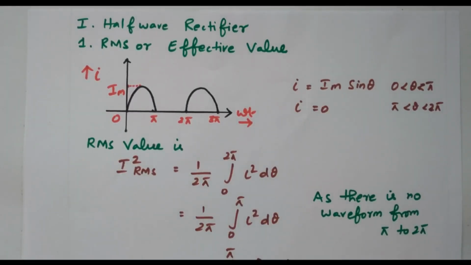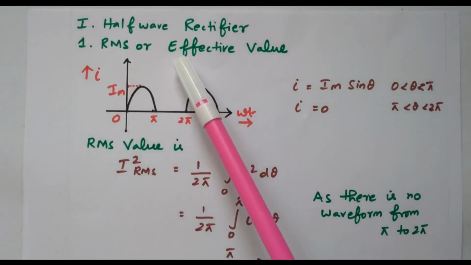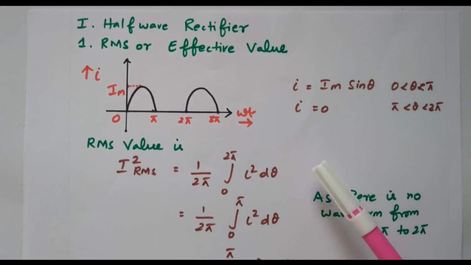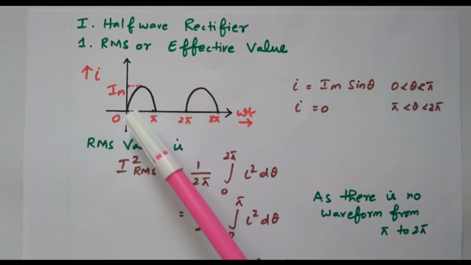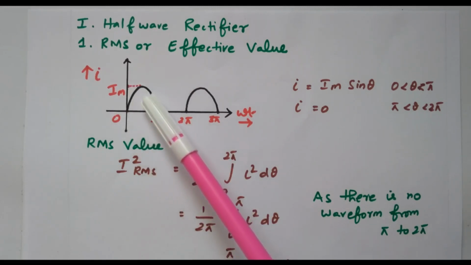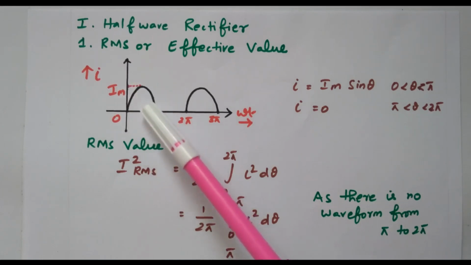Welcome viewers. In this video we will see the RMS value and average value of half wave rectifier as well as full wave rectifier. First we will consider the half wave rectifier. We will see the expression for RMS value, also called the effective value. In half wave rectifier, during positive half cycle the diode is forward biased, so we will get the positive voltage. During negative half cycle the diode is reverse biased, so no voltage is available. So voltage is available only during positive half cycle.